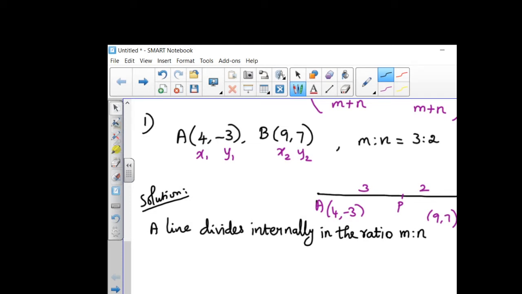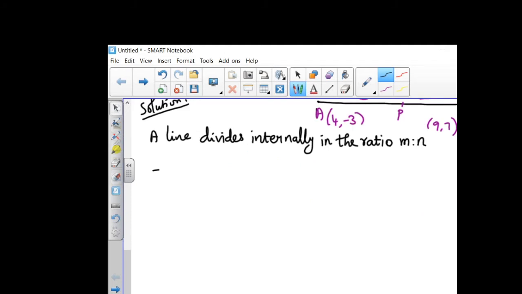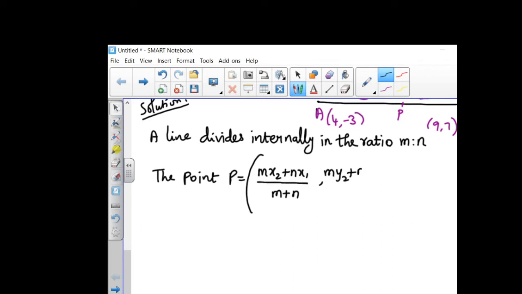So the point is what? You are going to write the formula. The point P is equal to, what is the formula, the section formula? mx2 plus nx1 by m plus n, and the other coordinate my2 plus ny1 by m plus n. This is the formula.